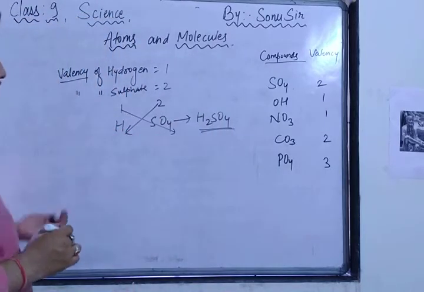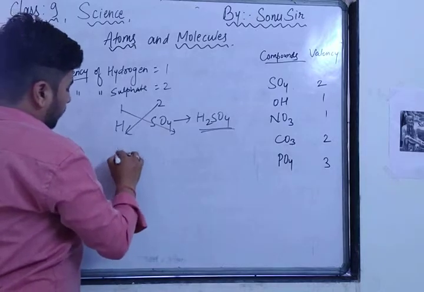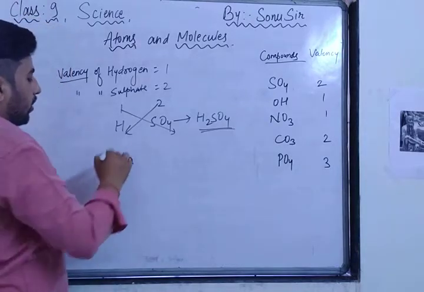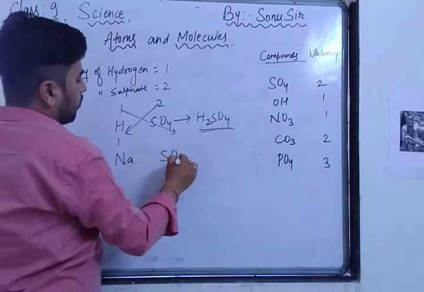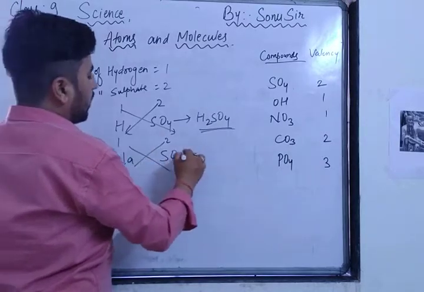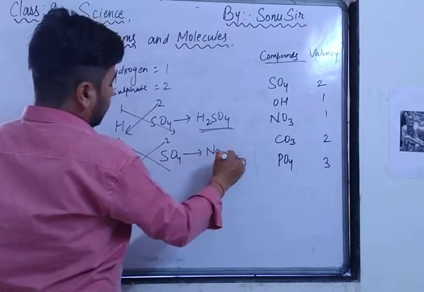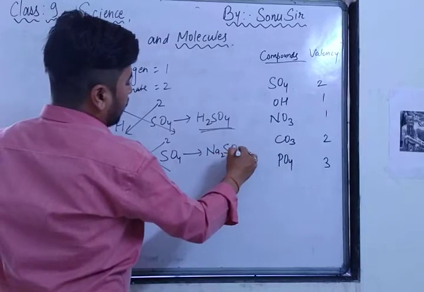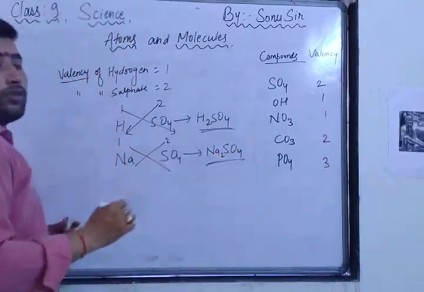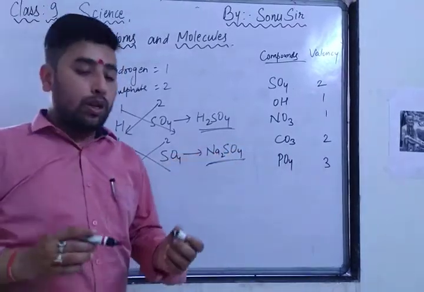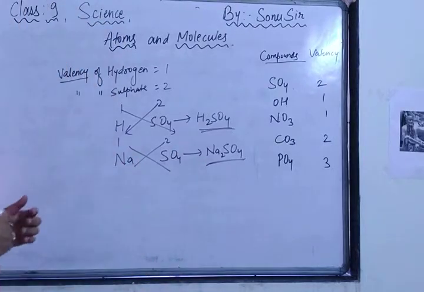Let's talk about another example. Take sodium. What is the valency of sodium? 1. And sulfate is 2. So what will be the compound? Na2SO4. What will be the name of this compound? Can you tell me? It's sodium sulfate. So you can see that I have given some examples of compounds and valency.